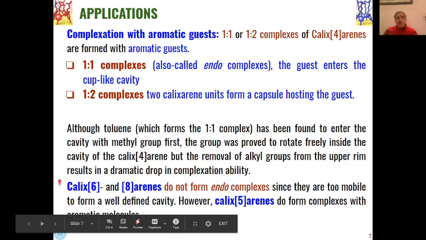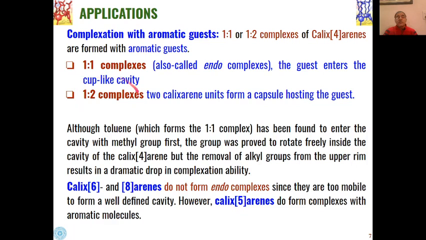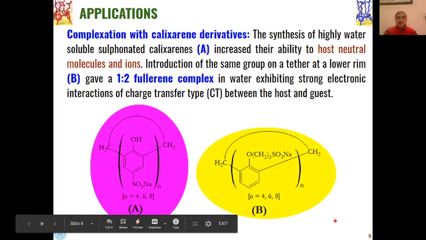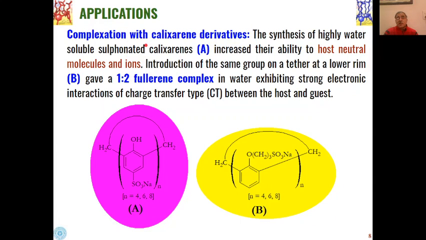Then calix[6] and [8]arenes do not form endocomplexes, so they will only form 1:2 complexes, whereas calix[5]arenes form these 1:1 or endocomplexes. Then these calixarene derivatives can undergo complexation with neutral molecules or ions also.